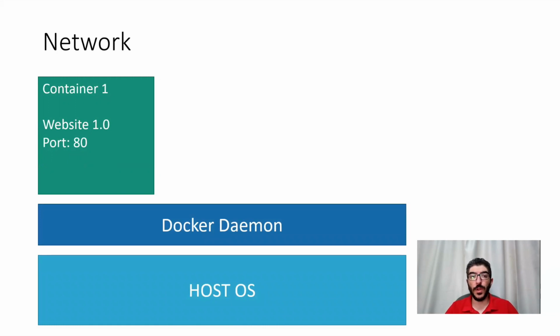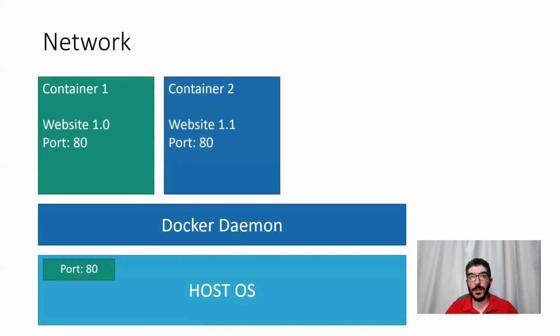When I tell Docker to run my container, I tell it to map port 80 to port 80 on the host OS. So in this case, when I type into my browser localhost port 80, it directs me to the same port 80 inside of the container. Now let's say I want to run container 2 with website 1.1, as this is a new version of the website.